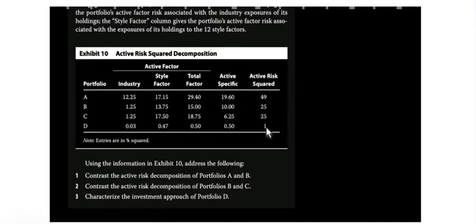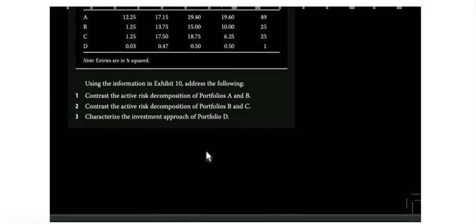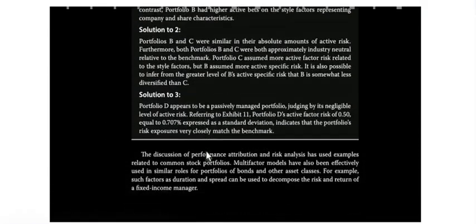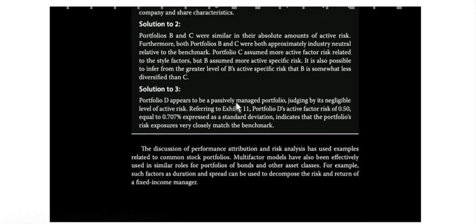Active risk squared is 1. And of course, the sources of active risk are as follows. Total factor risk 0.5, active specific risk 0.5. Very, very low compared to everything else. So when you look at that, what do you think is going on there? It doesn't look like this portfolio is assuming hardly any active risk at all, which means it must be very, very close to its benchmark. And if we look at the explanation of D, portfolio D appears to be a passively managed portfolio, judging by its negligible level of active risk.